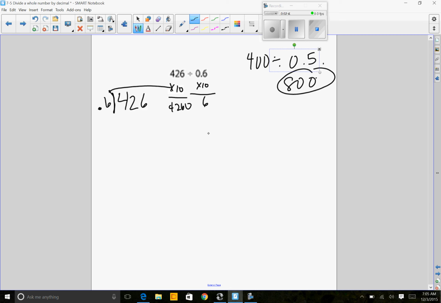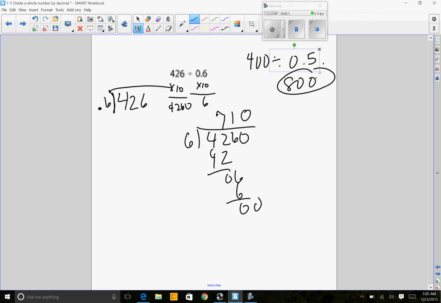4,260. So it would become 4,260 divided by 6. And 6 goes into 42 7 times. So I'm going to bring down the 6. 6 goes into 6 one time. 0. And 710. And sure enough, 710 is pretty close to 800. And if we took 710 multiplied by 6, we would get 4,260.